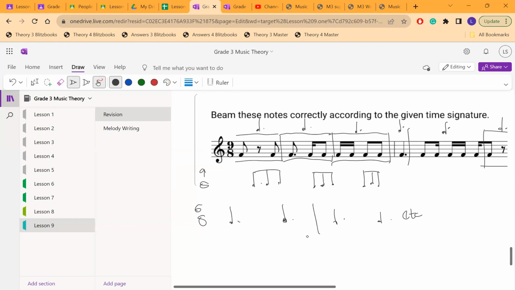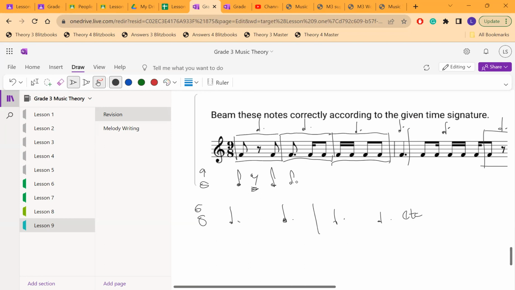So when you're writing in compound time, separate them into dotted crotchets first, because that's how the quavers are grouped. In essence, this is the correct answer. This quaver cannot be beamed because there's a rest in the middle of it, so you cannot beam those two.